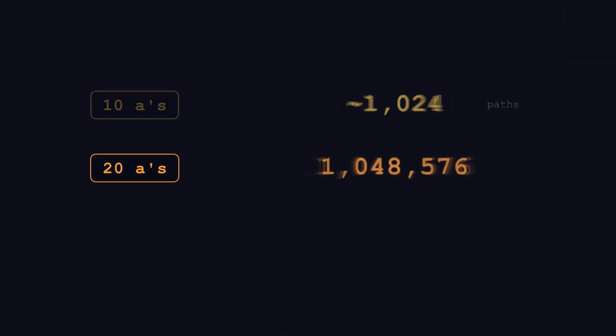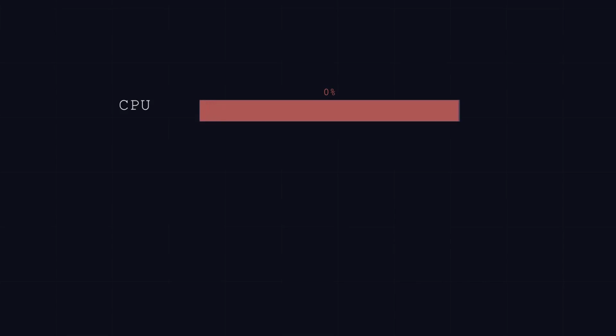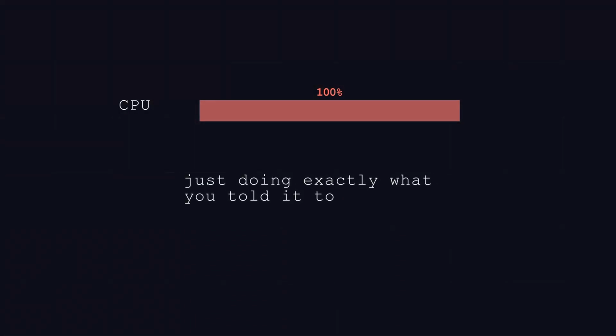20 A's? Over 1,000,000. 30 A's? Over 1,000,000,000. Each character you add doubles the work. Exponential time. One carefully crafted string can pin a CPU at 100% for minutes, or hours. The regex never crashes. It's just doing exactly what you told it to.